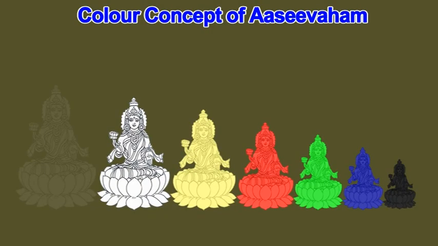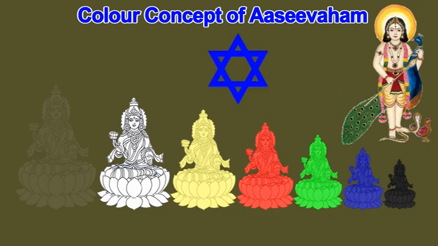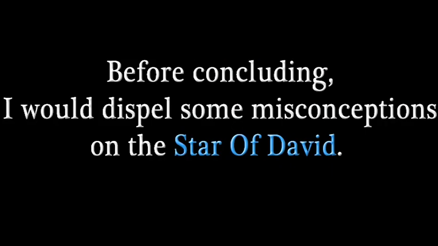Why is the Shield of David placed beside the name of each angel? It's because the seven angels were created by Murugan, and the Star of David was also created by Murugan. Obviously, the Star of David was placed beside each angel. Before concluding, I would dispel some of the misconceptions on the Star of David.